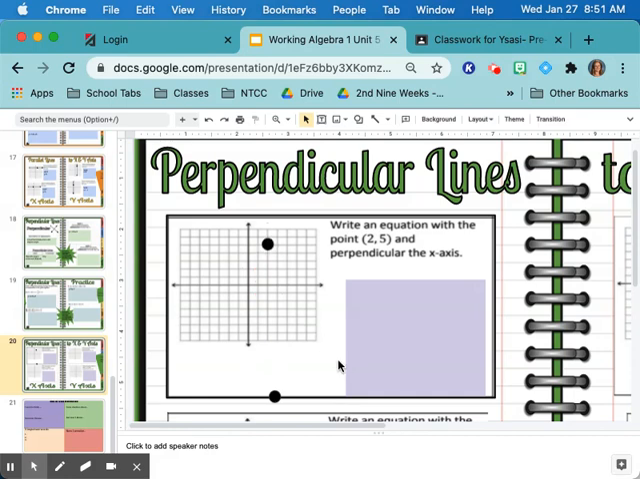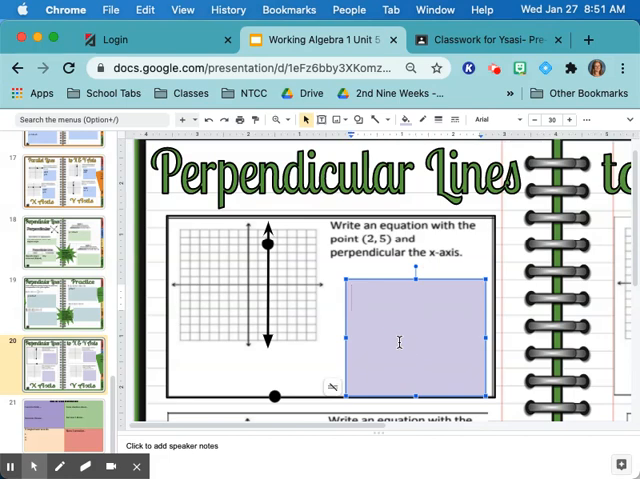And this time the line's going to be perpendicular to the x-axis. So think about the x-axis. What would make it perpendicular? A vertical line. Are we going to use HOY or VUX? VUX, because it's a vertical line. What's our equation? Yeah, x equals 2.